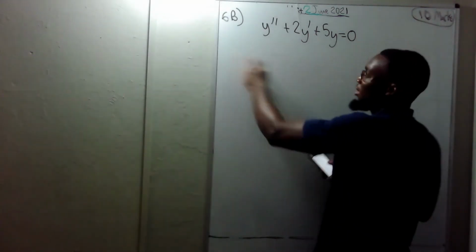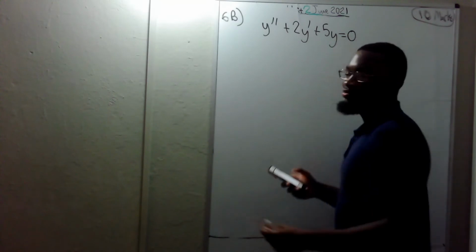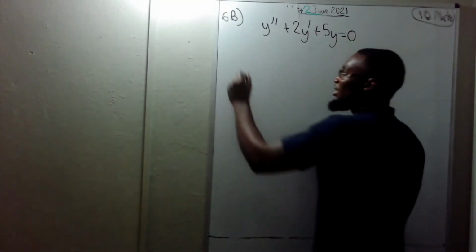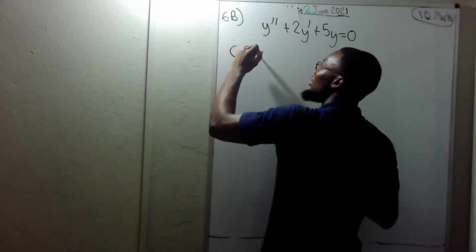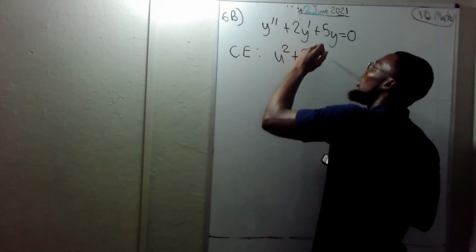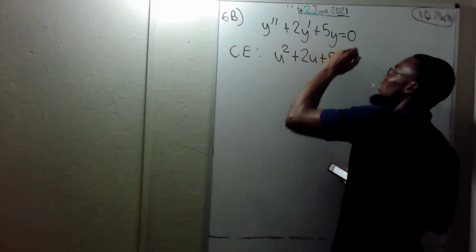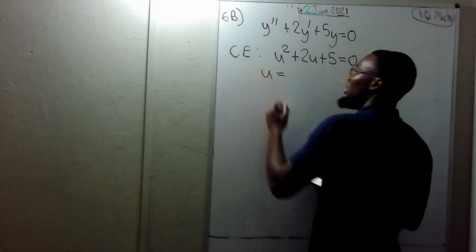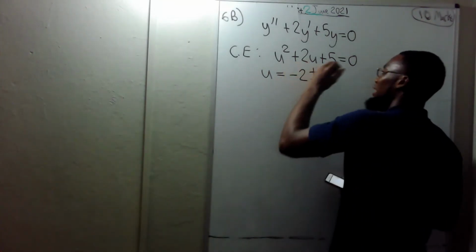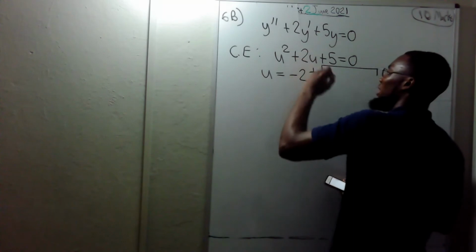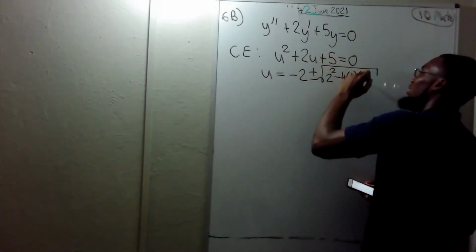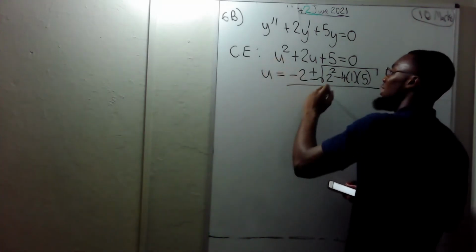So we have to write the auxiliary equation, or some people might say we have to solve the characteristic equation. The characteristic equation is going to be given by u squared plus 2u plus 5 equals 0. So solving for u, using the quadratic formula, it's minus b plus or minus the square root of b squared minus 4 times a times c, divided by 2 times a.